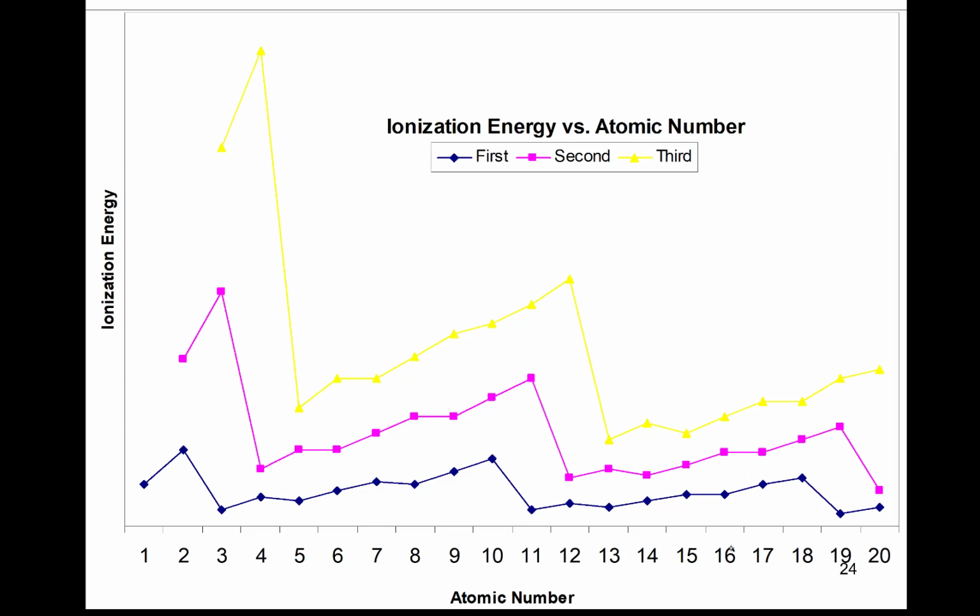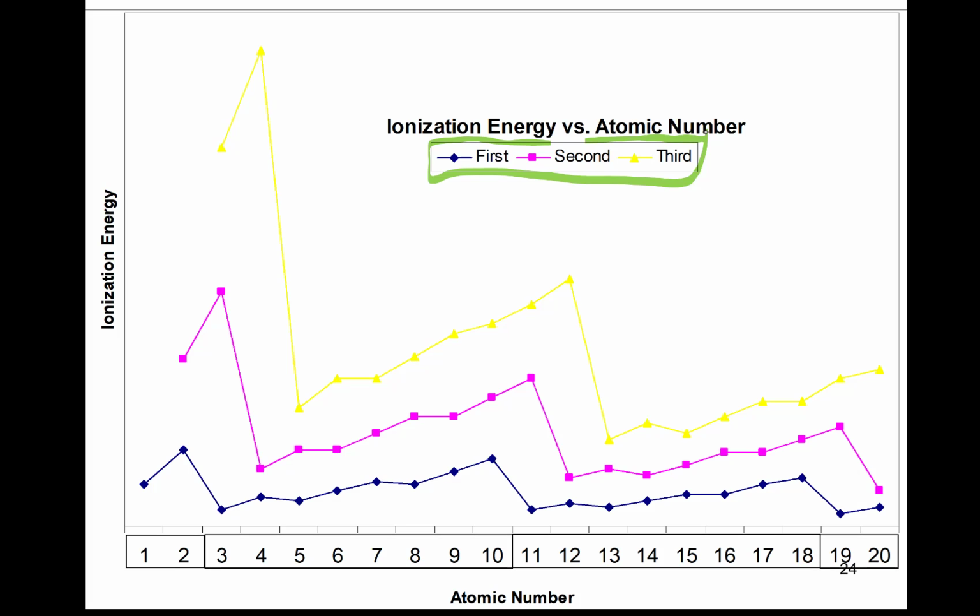So let's look at it a different way. We have ionization energy on our y-axis and atomic number on our x-axis, and notice in our key up here, our first ionization energy is blue, second is pink, third is yellow. If we categorize these elements at the bottom, atomic numbers 1 and 2 are period 1, atomic numbers 3 through 10 are period 2, and then 11 through 18. So I can just draw lines here for each of the different periods.